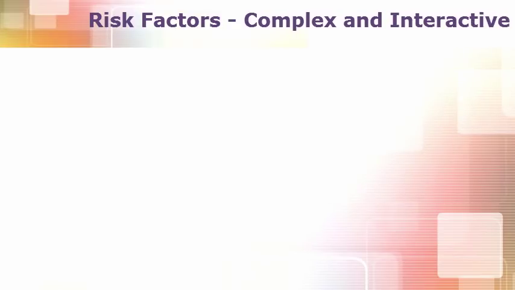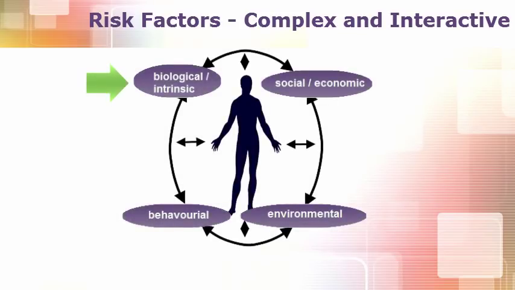As presented in Module 2, there are multiple risk factors for falls, and they do not exist in isolation. They are complex and interactive. Some you can change, and others you can't. The risk factors can be divided into 4 main categories. These are personal and medical, behavioral, environmental, social and economic. Knowing the risk factors can guide your strategies to reduce falls in the older population.